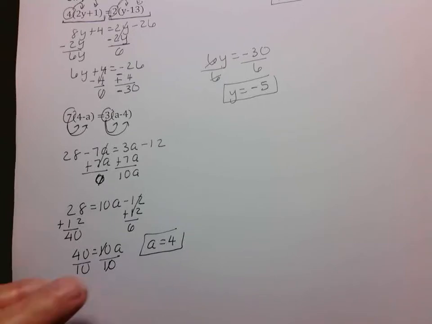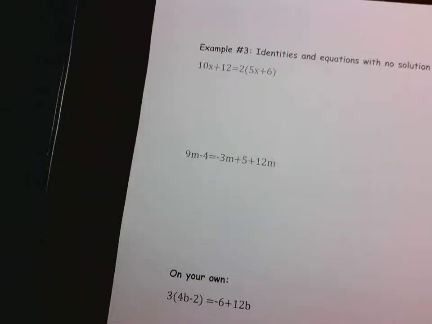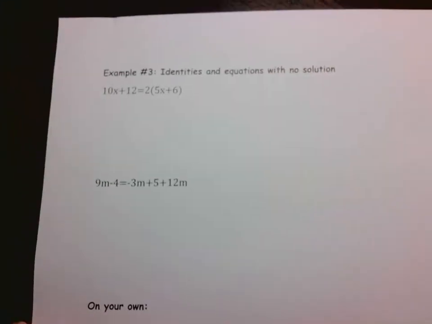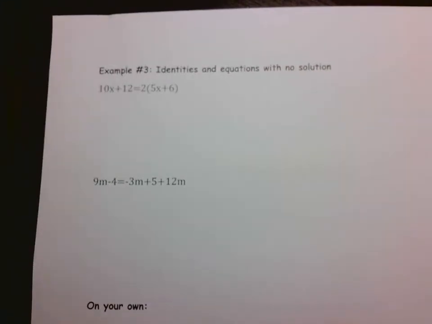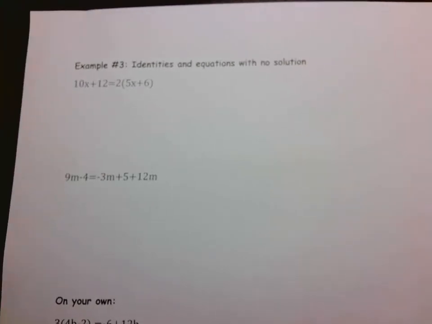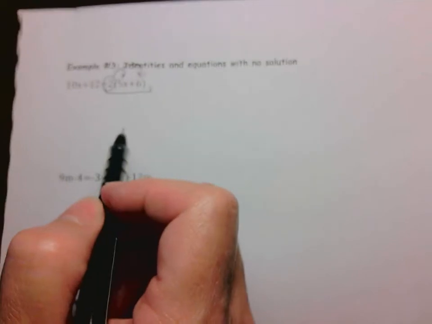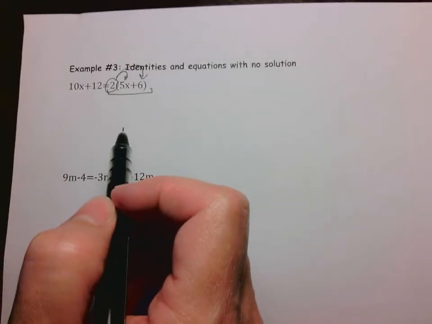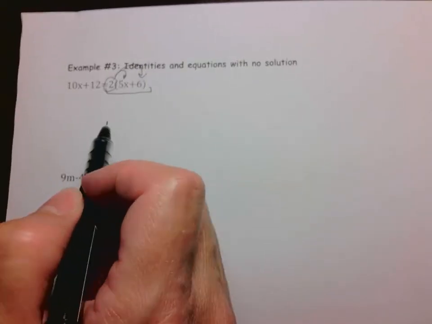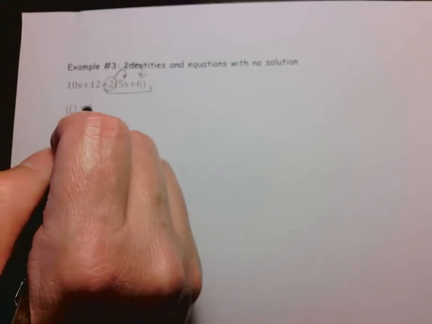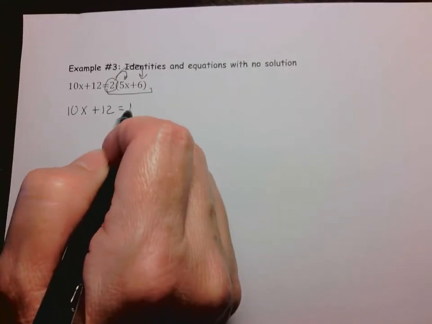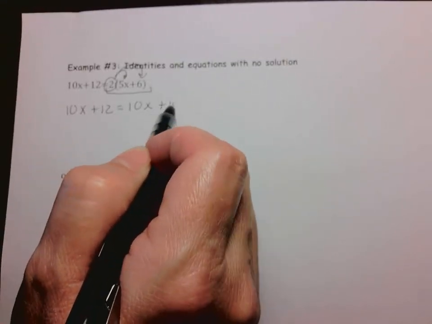Okay, and finally, last example. Identities and equations with no solutions. Remember what an identity is. It's an equation that's true for all possible values of the variable. And so let me go ahead and simplify this side before I start getting my variable isolated. So I'm going to distribute the 2, and when I do so, I get 10x plus 12 equals 10x plus 12. Well, wait a second.